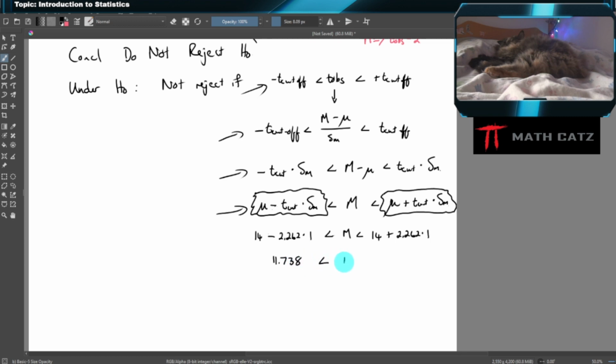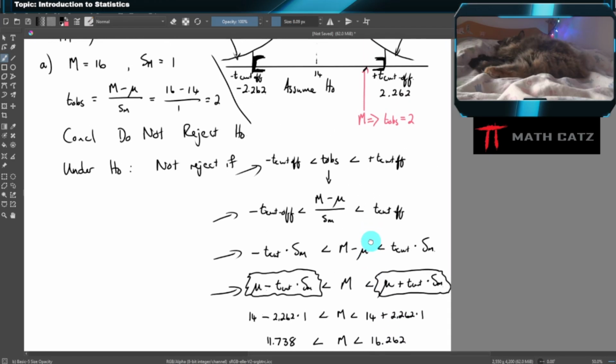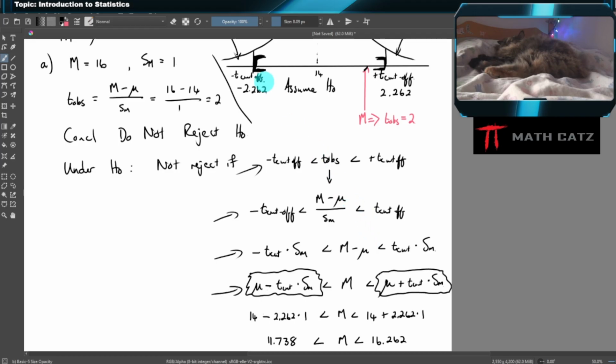11.738 less than the sample means that I could get, less than 16.262. So I can sort of see both. So under the null hypothesis, 95% of the sample means that I can get will fall between these, and these are just the raw scores that match the cutoffs. I then get a sample mean of 16, and I see, just like here, it falls in there.